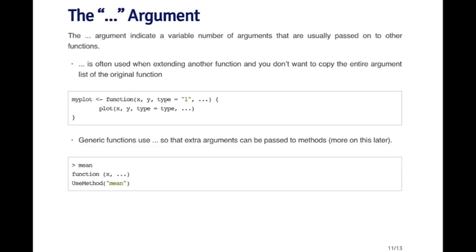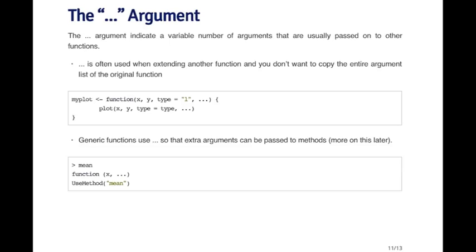So for example, you might want to extend the plot function, and just have a little bit of a tweak or change some of the defaults. You might create a function called myPlot, and myPlot will replicate some of the arguments of the original plot function, like x and y, but it's going to change the default type argument, so that instead of creating circles for points, it creates lines.